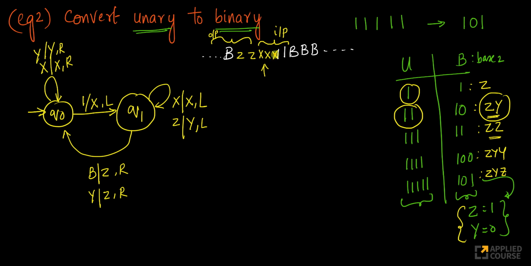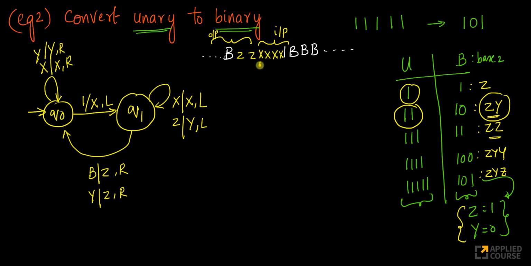Now let's keep going forward. Now what will happen here? If I keep getting X's, keep moving to the right. When I get a 1, replace that 1 with an X, and I'll go to the left. And now if I keep encountering X's, I'll keep moving back. If I encounter a Z now, look at this.